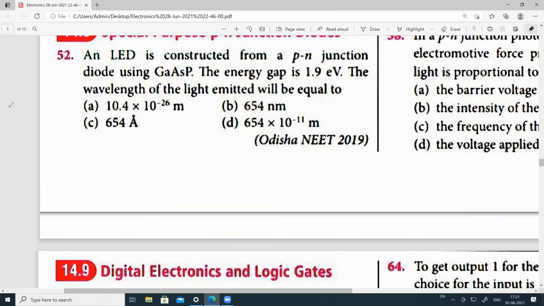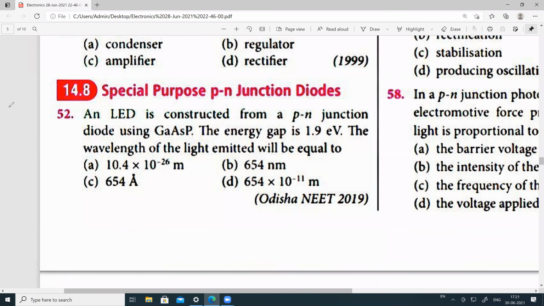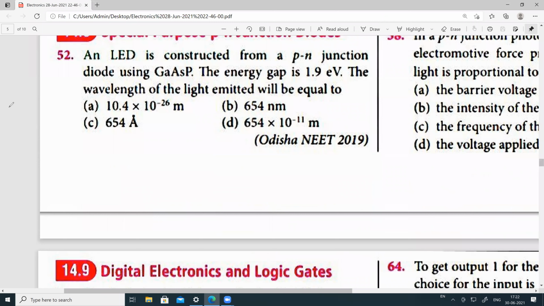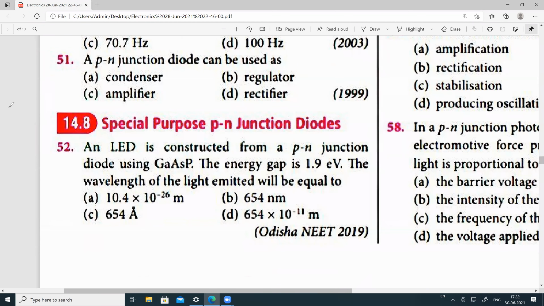Next, 52nd one. An LED is constructed from a PN junction diode using gallium arsenide phosphide. The energy gap is 1.9 electron volts. The wavelength of the light emitted will be equal to 10.4, 654 nanometers, 654 angstrom, or 654 into 10 to the power of minus 11 meter.